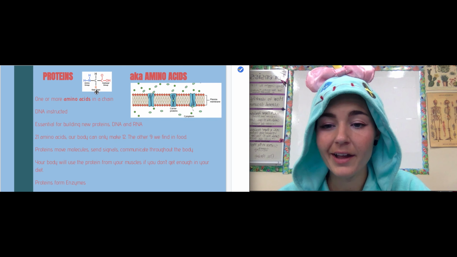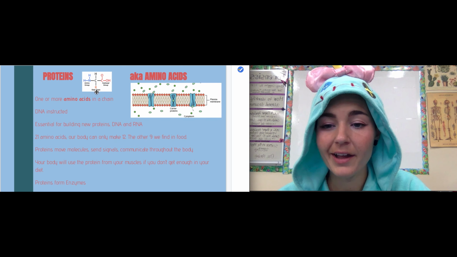Our body actually uses the protein from our muscles if we don't get enough from our diet. So another reason why it's important to eat protein is obviously you don't want your body taking muscle from where you need muscle. Finally, proteins form enzymes. And enzymes are something that is really important to get reactions going in the body, and we'll learn more about those as we learn through the cells.